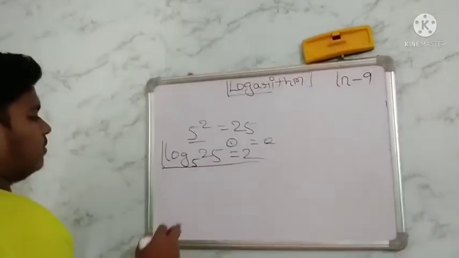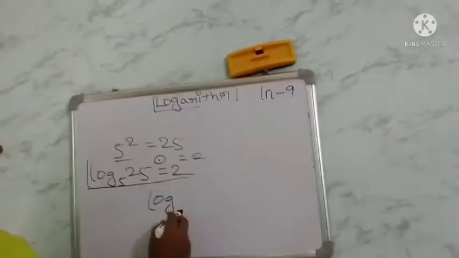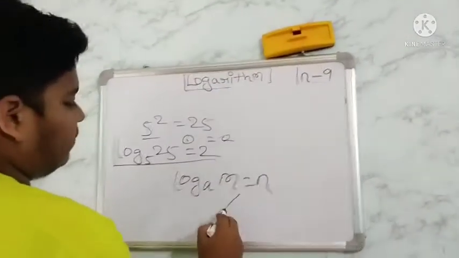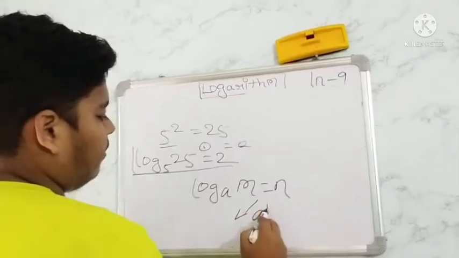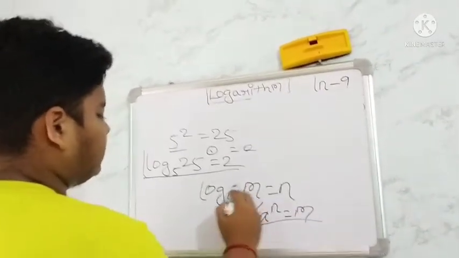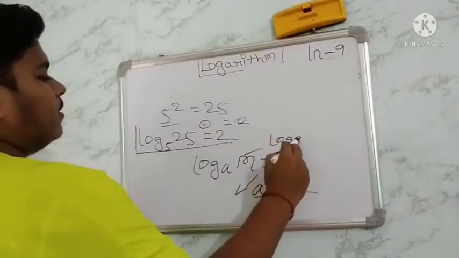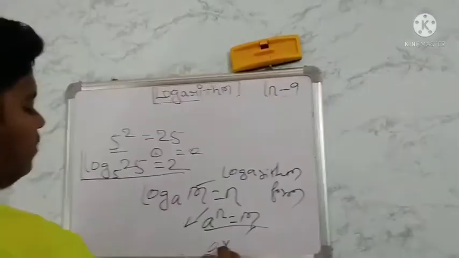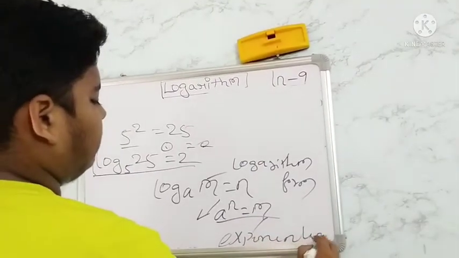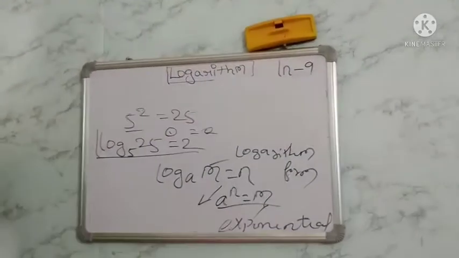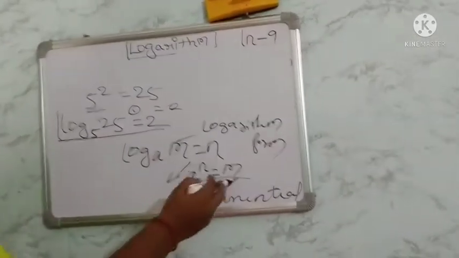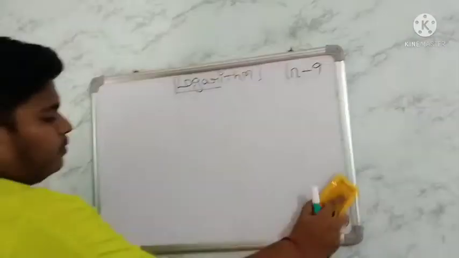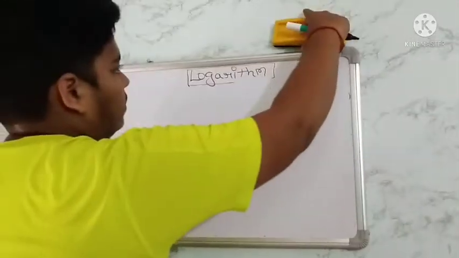And now in this logarithm form, it is written like this. We learnt log a of m is equal to n. So to convert into exponential form, a power n is equal to m. This is your logarithm form, and this is exponential form. So we will learn some examples to convert into exponential form and to logarithm form. Let us solve some problems, and in the next video we will learn many things about logarithm.